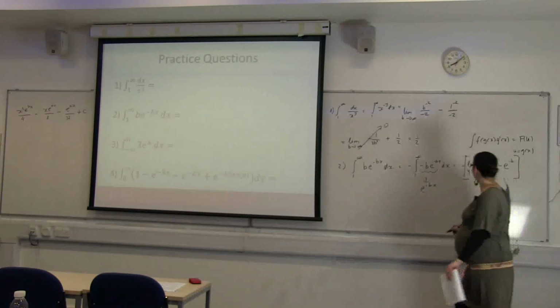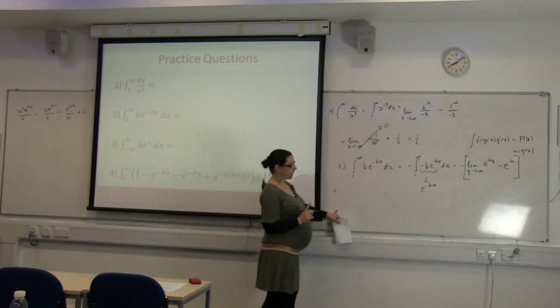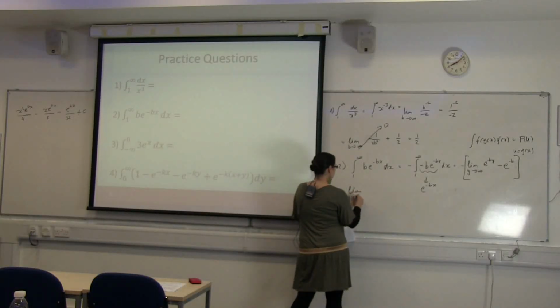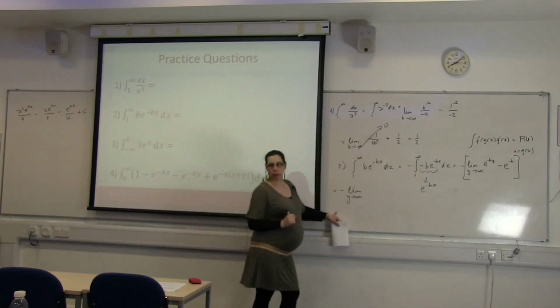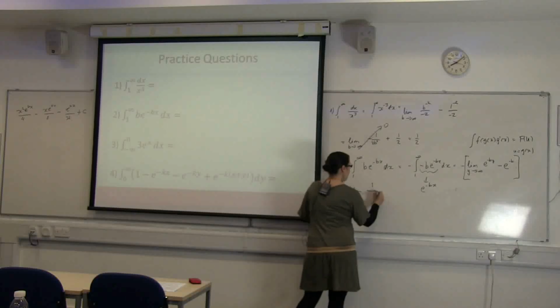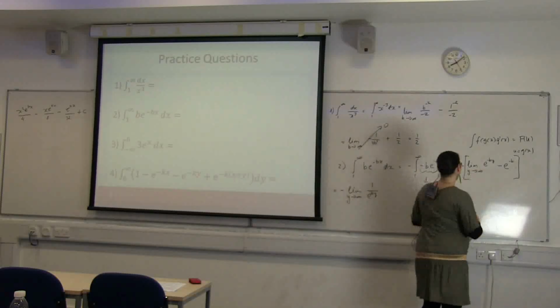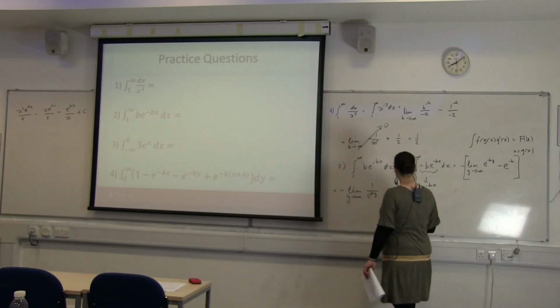Okay, so now I can break up the bracket and bring in the negatives. So it will be minus the limit as y tends to infinity of e to the minus b, that is 1 over e to the b, and negative times negative gives me positive, that's plus 1 over e to the b.